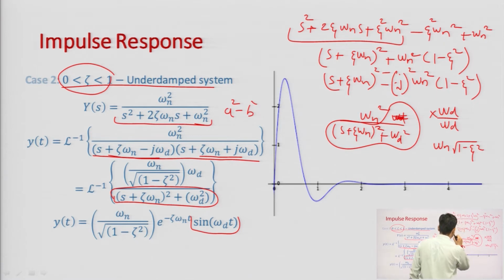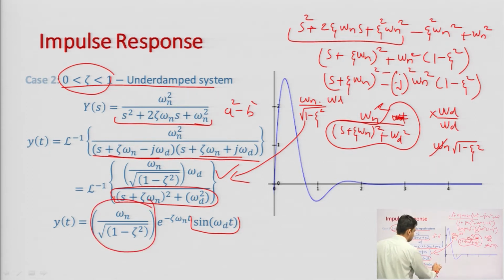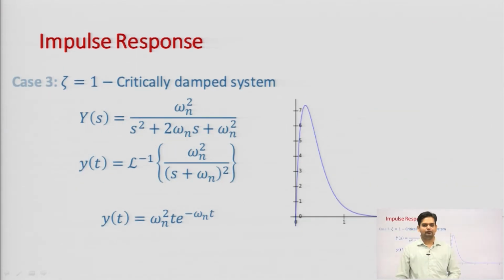So, I can write this equation as omega n multiplied by omega d divided by under root 1 minus zeta square, because the omega n in the numerator and the square power will cancel out. This expression is written here, and if I take the Laplace inverse of that, this will come at the output: the sine wave, omega d over s plus zeta omega n whole square plus omega d square. And s plus zeta omega n term coming in the numerator will be the exponential term present in the response. Okay. Now, we will see the impulse response when zeta equal to 1.